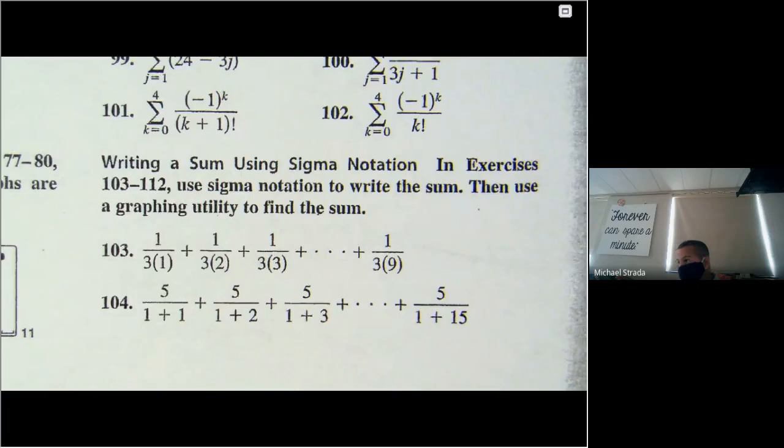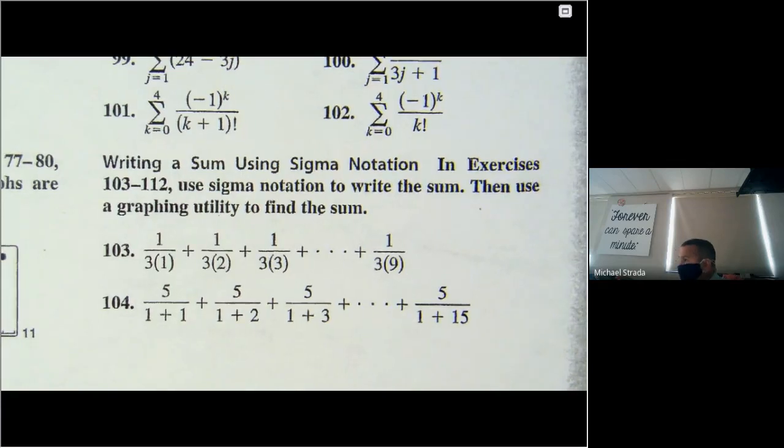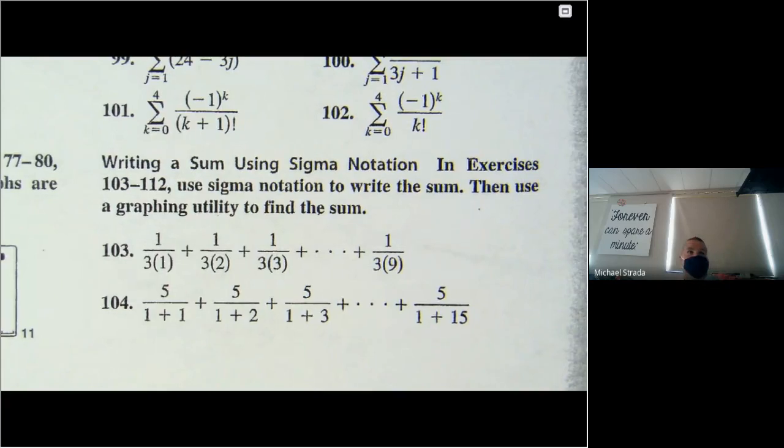Number one, you need to be able to recognize what's staying the same each time. That'll be represented by a constant. You have to represent how many terms there are because you need that to fill out the sigma part. And then you got to look at what's changing and represent that as a variable.